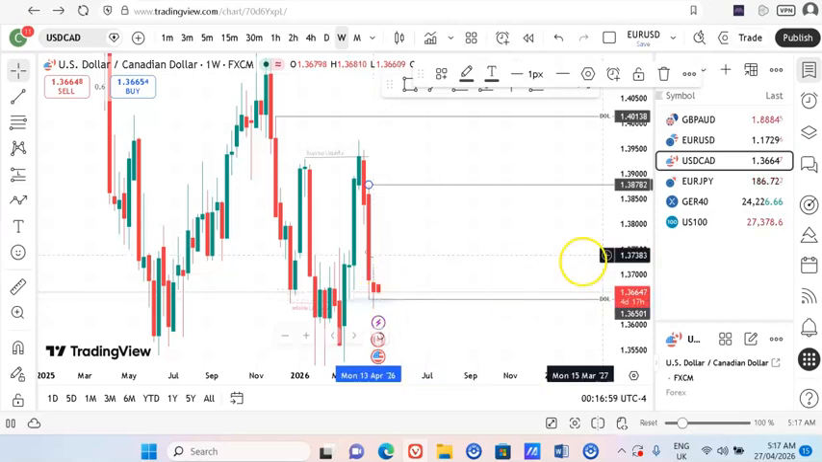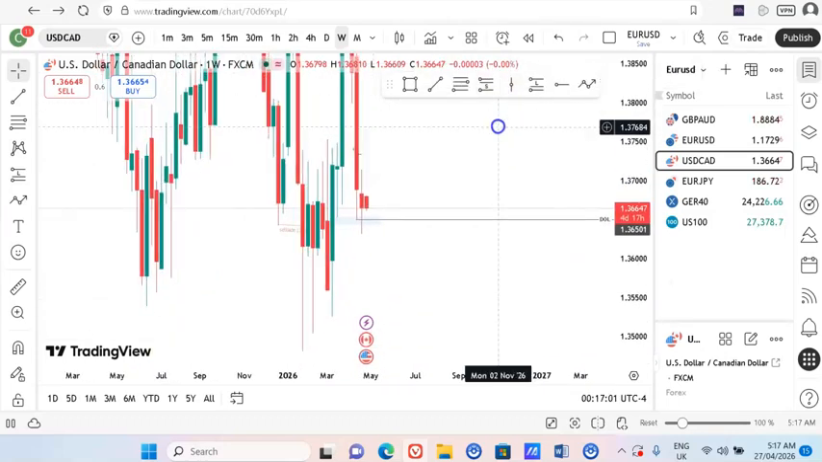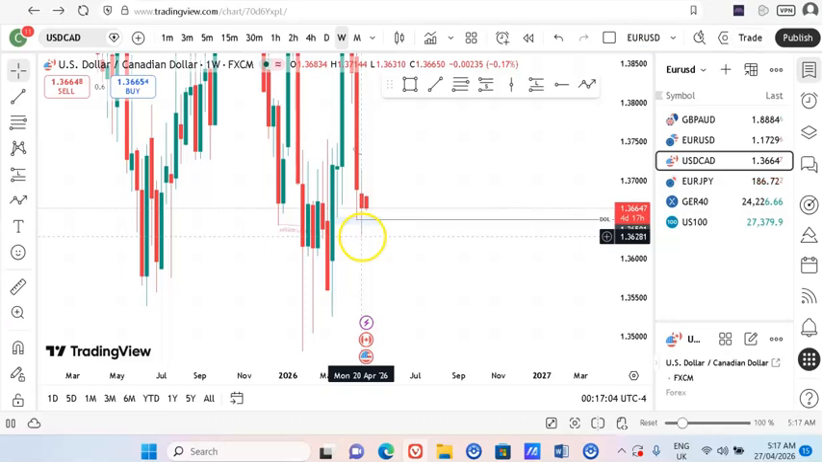So right here we have, what did he even call this one? The turtle soup, right? Yeah, after a range. So we got the turtle soup that wicked the range low and then went back. So this indicates what? Bullishness. And it happened around the key level.